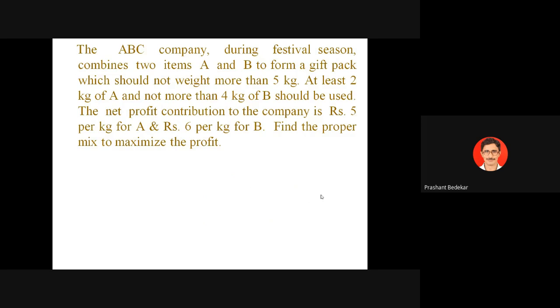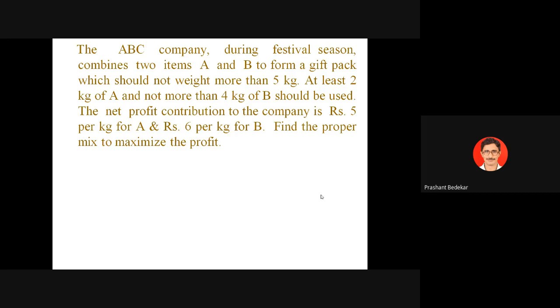The ABC company during festival season combines 2 items A and B to form a gift pack. Given that the gift pack should not weigh more than 5 kg. Also, at least 2 kg of A should be used and not more than 4 kg of B should be used. So they are all limitations, restrictions, circumstances. The gift packet should not weigh more than 5 kg. The gift packet should contain at least 2 kg of item A, and the gift packet cannot contain more than 4 kg of item B.